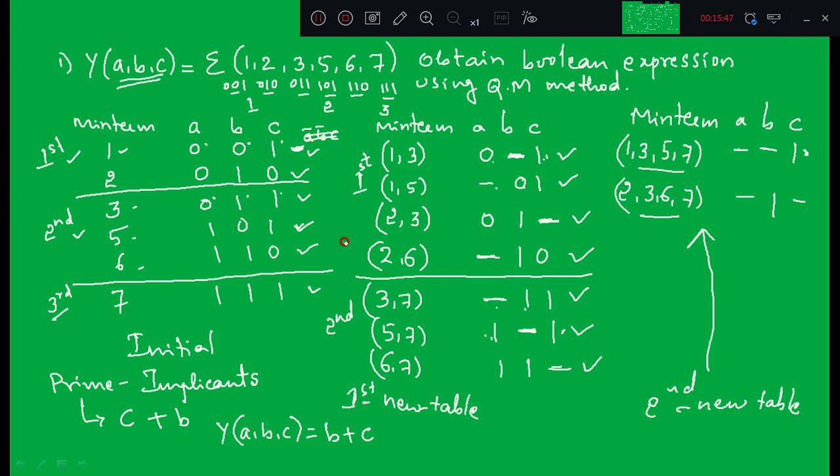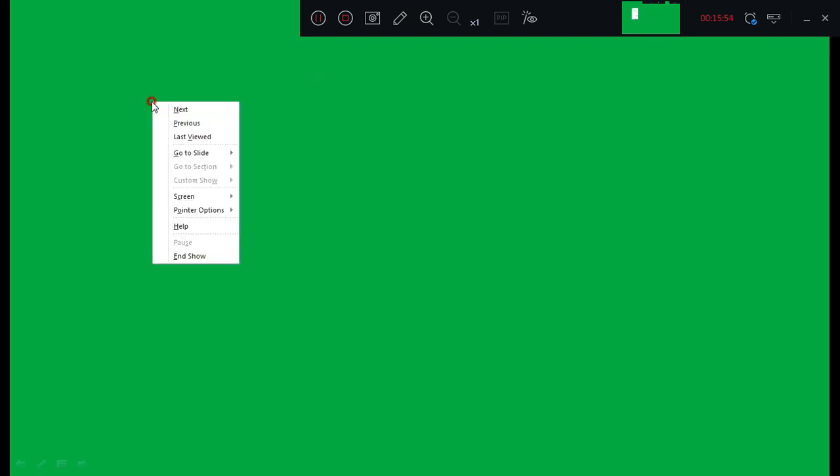Right, so we will verify the previous answer using the K-map. Let us draw the K-map. First let me write what the answer is. The answer is B plus C, Y is equal to B plus C. So we will verify that answer using the K-map.